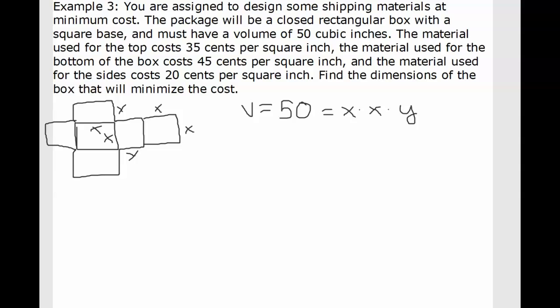Surface area is the amount of box needed. So now I need 2x squared because my box has a top and a bottom, plus 4 sides whose areas are x, y. We're trying to minimize cost.